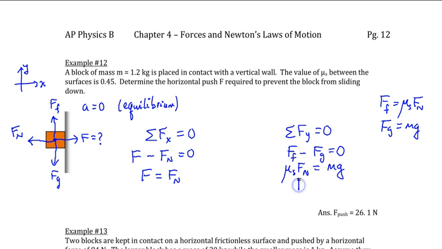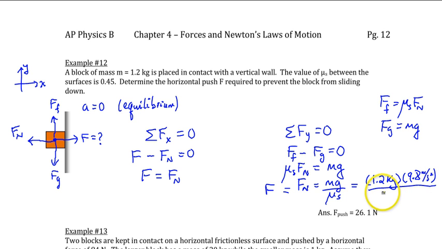And we need to find that normal force, which is basically mg divided by mu s. And that normal force is equal to the force that we push with. So m is 1.2 kilograms, g is 9.8 meters per second squared. All of that divided by our coefficient of static friction, which is 0.45. So if you run that through on your calculator, you should get 26.1. And that's it for this problem.